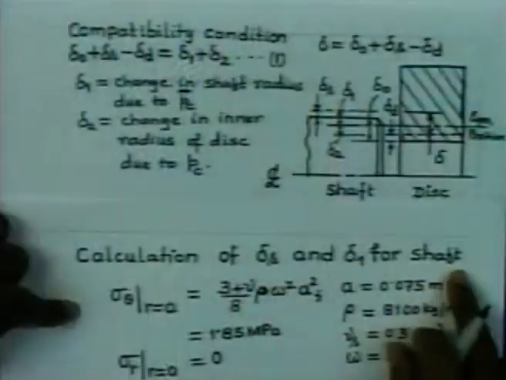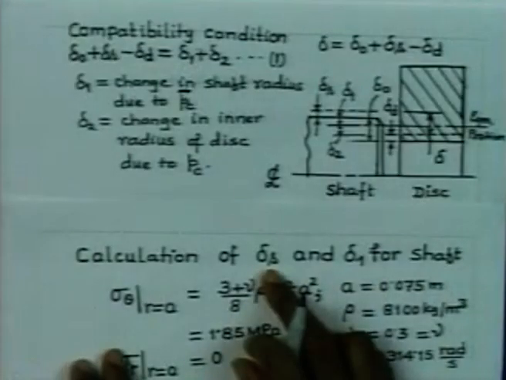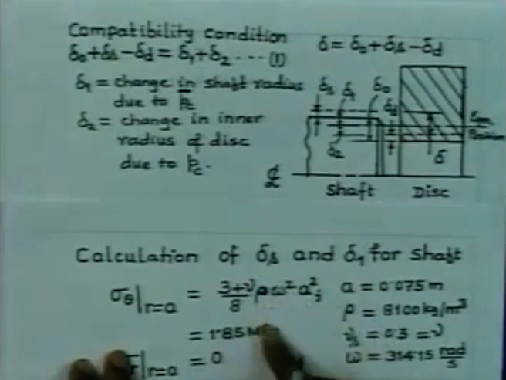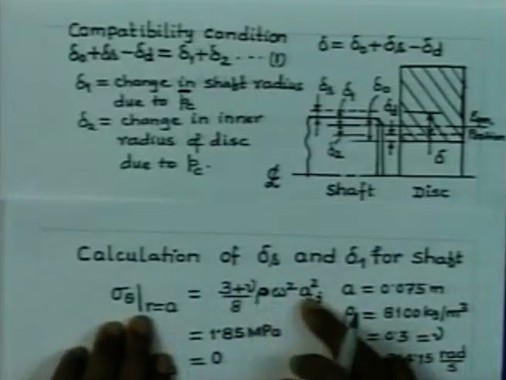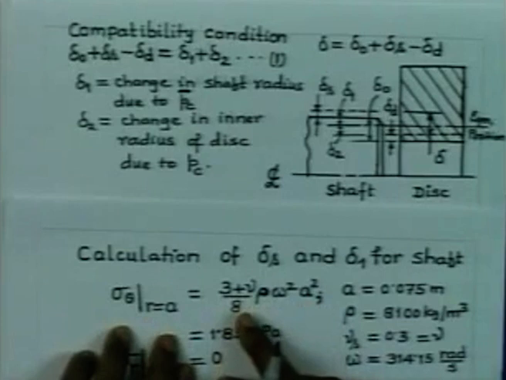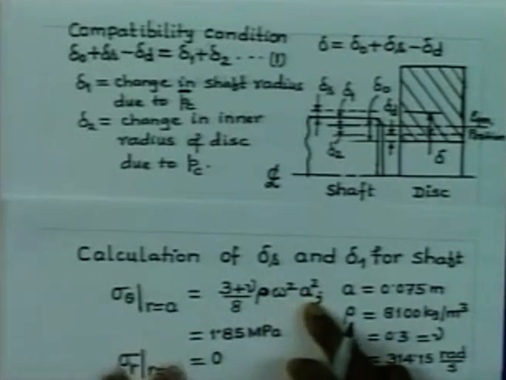So, we will go into calculation of each of these slowly. Let us first calculate delta S and delta 1 for the shaft. Delta S due to rotation. Now, the shaft is a solid shaft and the maximum stress in the circumferential direction at its radius A is going to be (3 plus nu) by 8 into rho omega square A square.